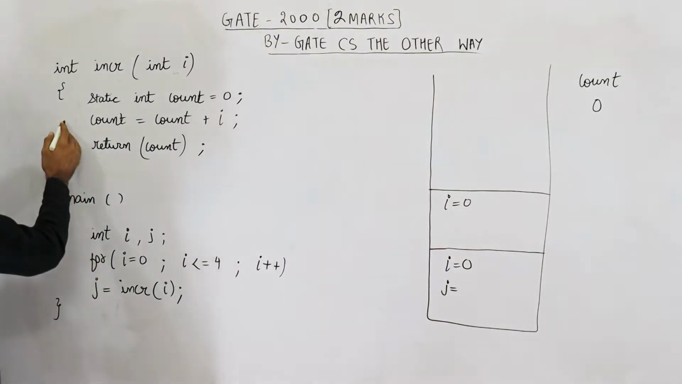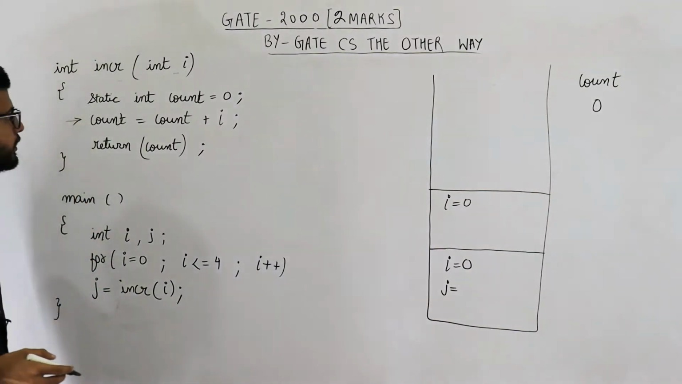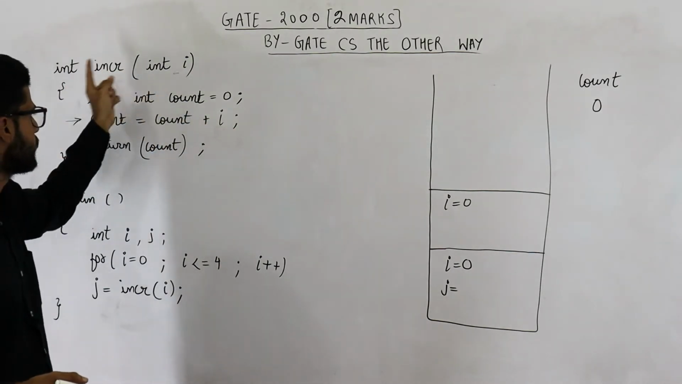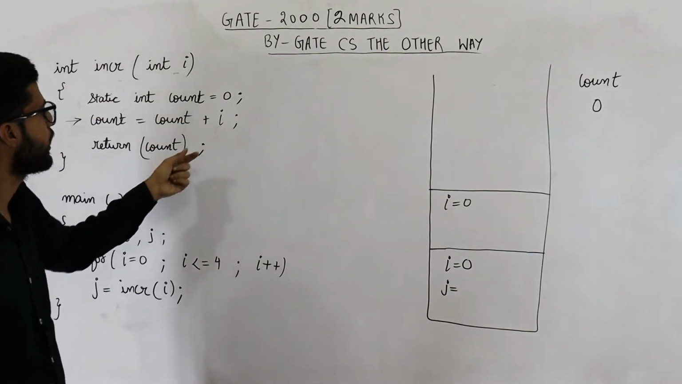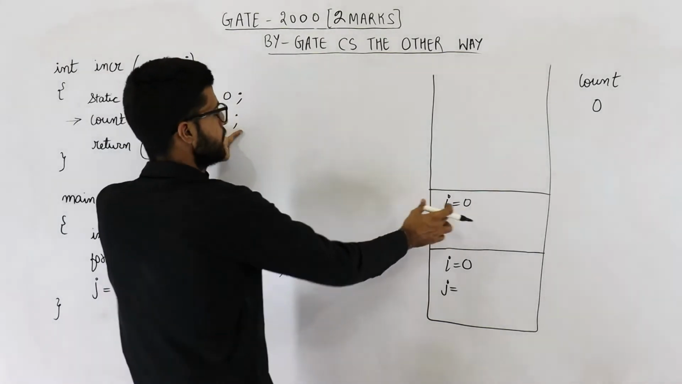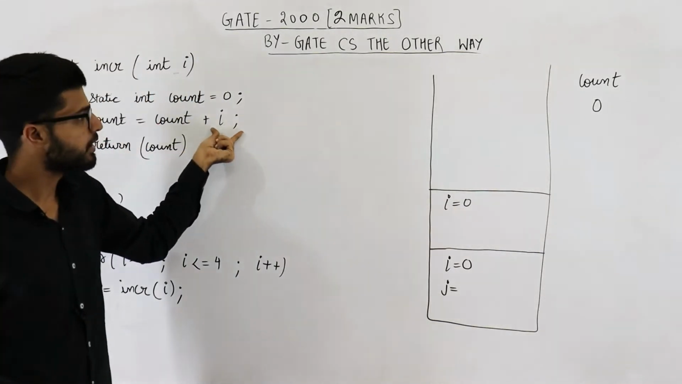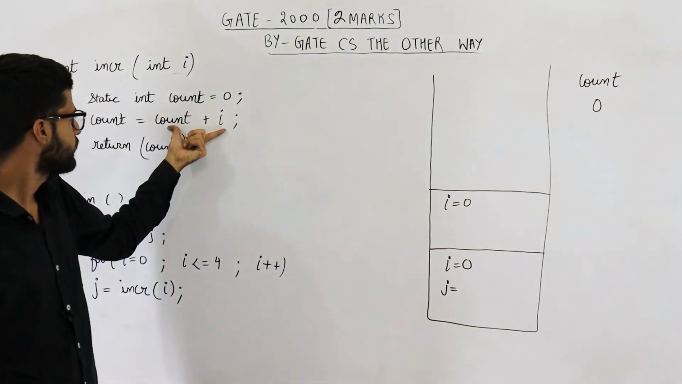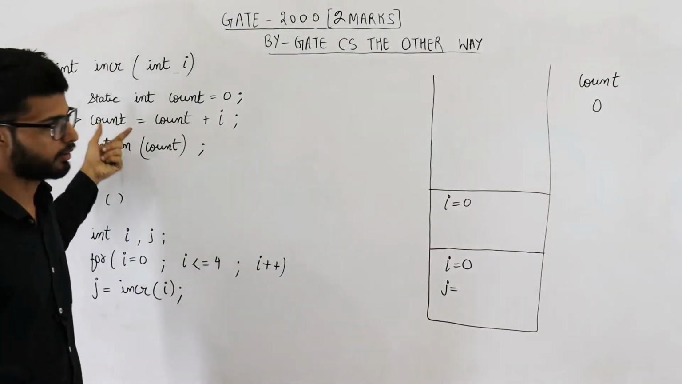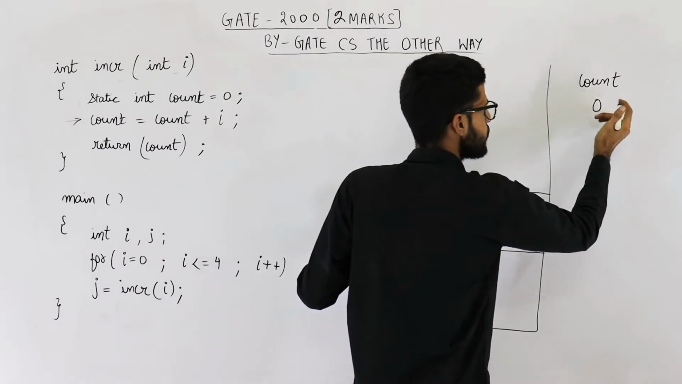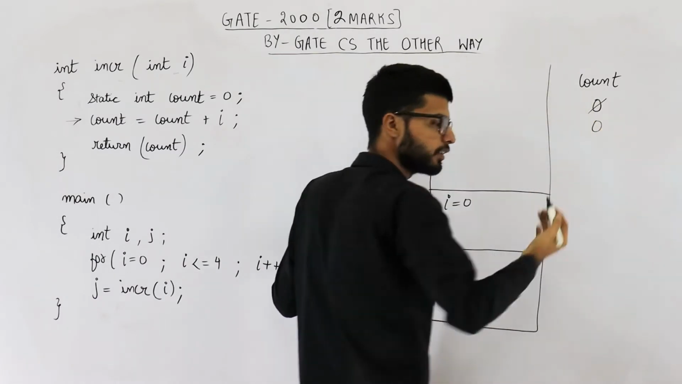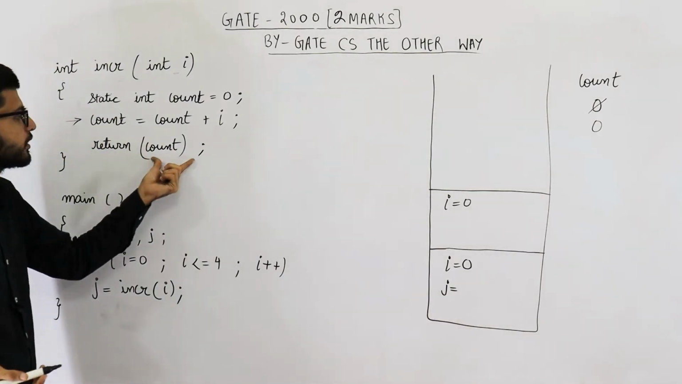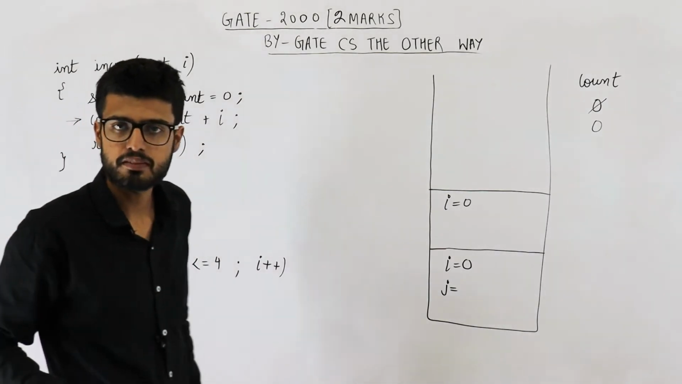Anyways, next line says count is equal to count plus i. So you have written i inside this function. That means you are talking about local variable i. So this i. Count plus i means 0 plus 0. That is 0 only, which is assigned to count once again. So this value is updated to 0. The new value is also 0 only. It is kind of no change. Then return count. That means you are trying to return a value 0.